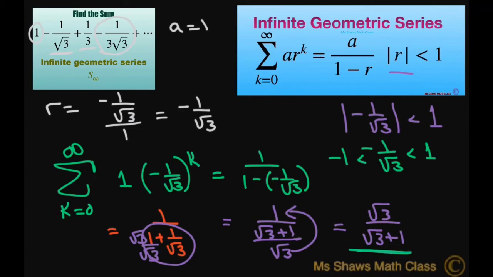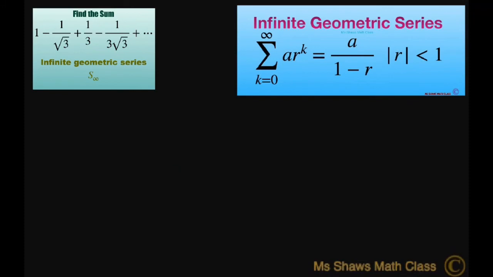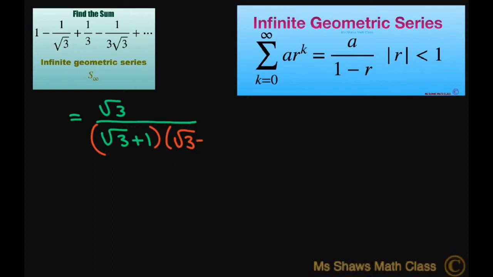We don't like to leave our answer like this because we don't like radicals in the denominator. So basically what we're going to do is rationalize the denominator. So we had square root of 3 divided by square root of 3 plus 1. To rationalize the denominator, you multiply the denominator by its conjugate. So that's your conjugate. When you have a plus b times a minus b, that gives you a squared minus b squared. But you also have to multiply the numerator by this.